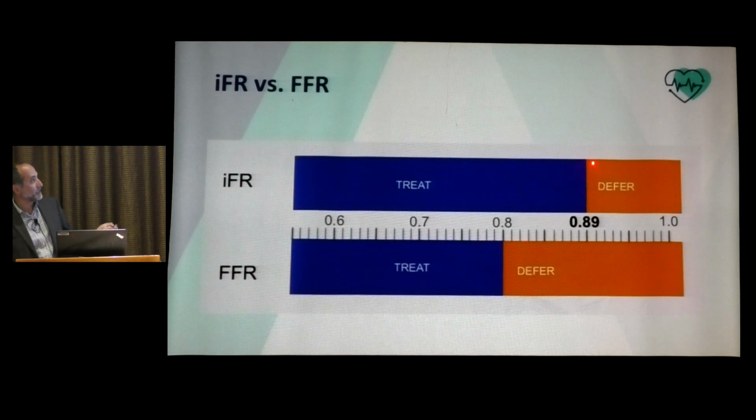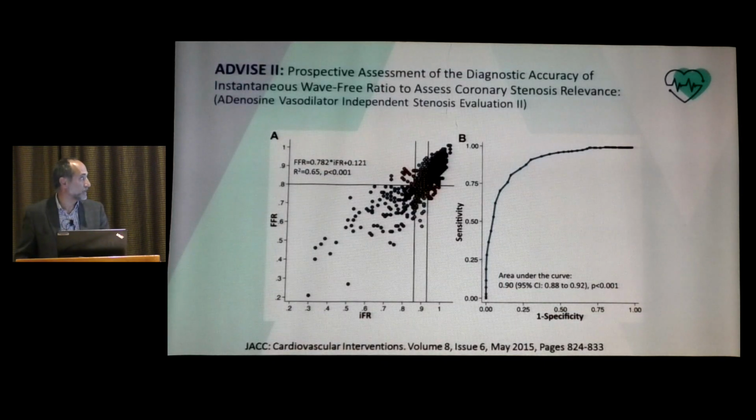Mind you, you have to remember that the cutoff for ischemia in FFR differs from that in iFR. As I said, with FFR, it's 0.8, right? 0.75 to 0.8 is the gray zone. 0.8 is the cutoff for ischemia. FFR below 0.8 needs to be treated. FFR more than 0.8, you can defer treatment. With iFR, the cutoff is now 0.9 or 0.89. So they're not the same numbers, and you have always to remember that.